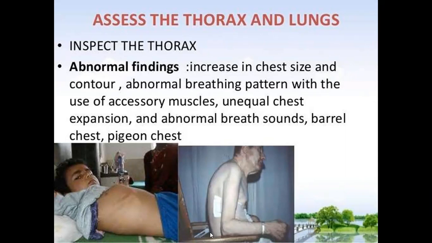If you see this picture, this is a barrel shaped chest and this is a pigeon chest. These are all abnormal findings you will get in the assessment of the thorax and the lungs. When you are inspecting the thorax, you can find abnormalities such as increase in chest size, contour, abnormal breathing pattern using the accessory muscles, unequal chest expansion, abnormal breath sounds, and then barrel chest or pigeon chest.